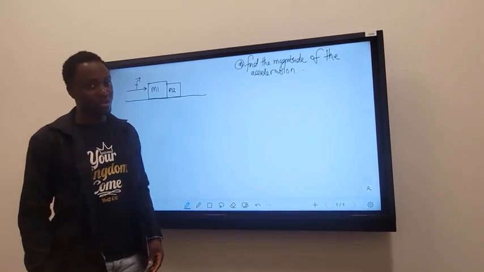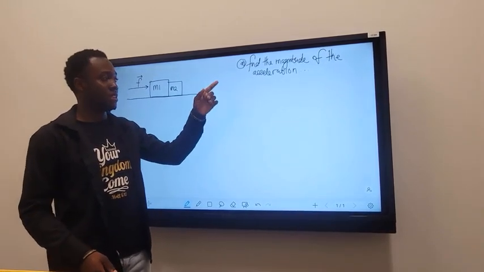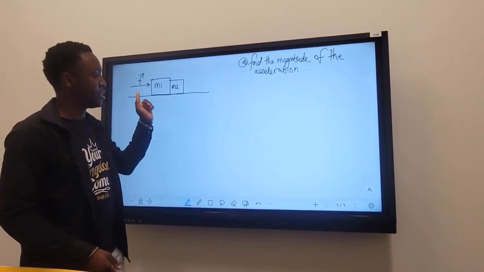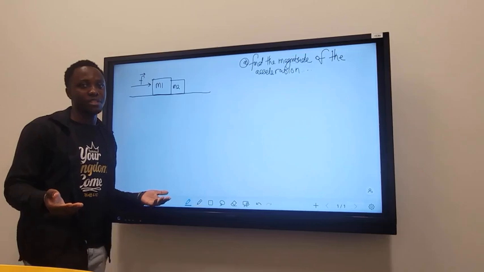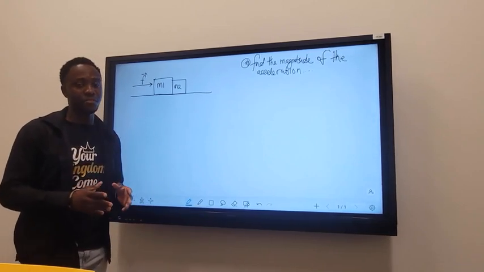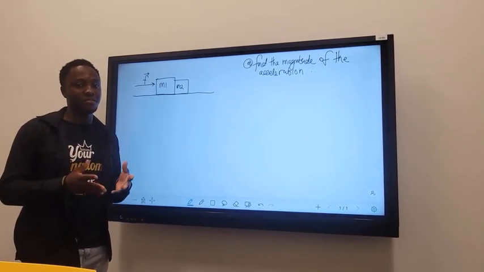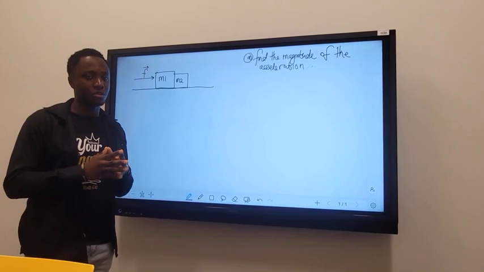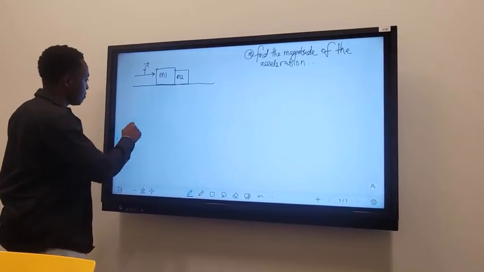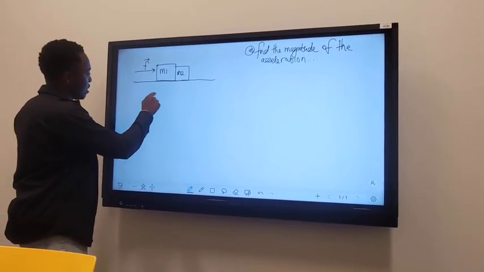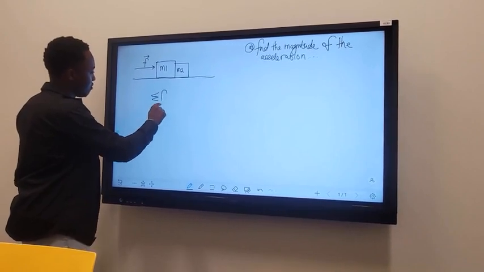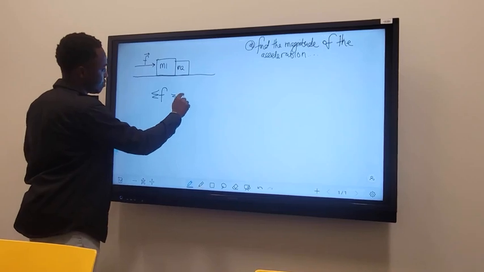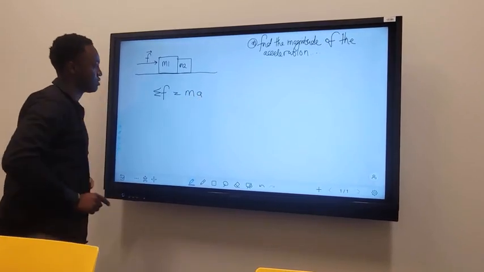Okay, so the first question we're solving, as I said, is finding the magnitude of the acceleration. So how do we find the acceleration? First of all, we're going to list down the formula. That's the first thing I suggest anybody doing physics do. You first list down the formula that's most applicable, and you experiment with that. So according to Newton's second law, we have this formula right here: summation of all forces is equal to the mass times the acceleration.